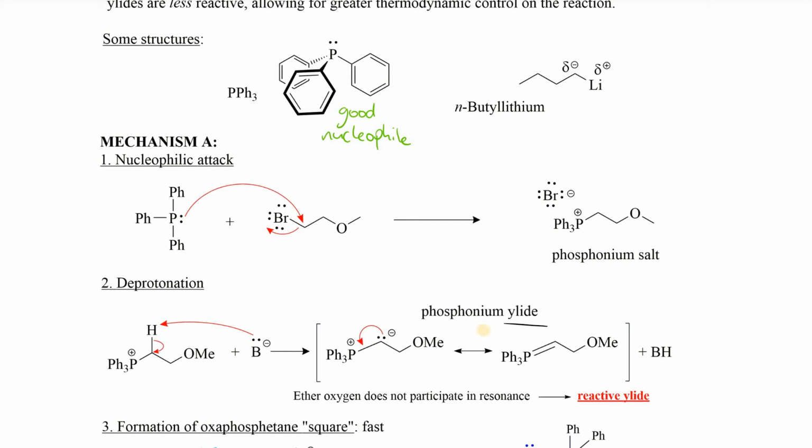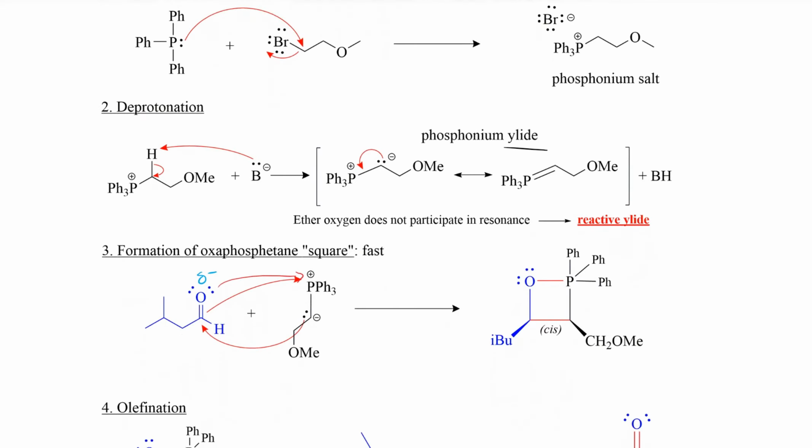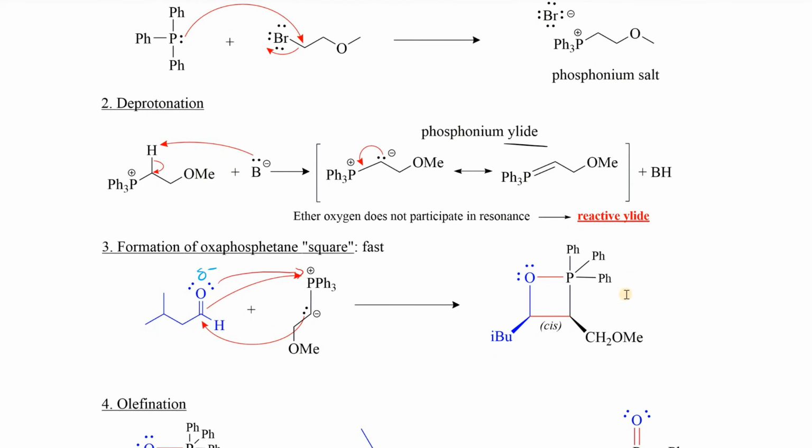So essentially, this phosphonium ylide is very reactive, and the charge is concentrated on this carbon here as a result of deprotonation. That's where we add the carbonyl to form this strange-looking square compound called oxaphosphatane. This ylide is nucleophilic and will attack the partially positive carbonyl carbon in the carbonyl system.